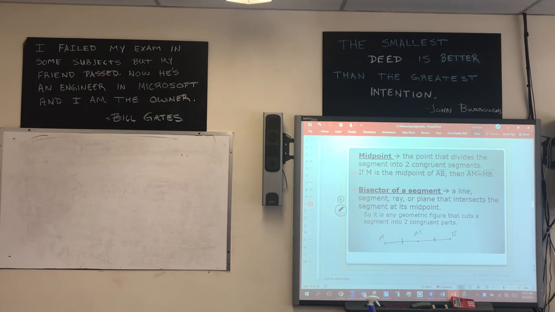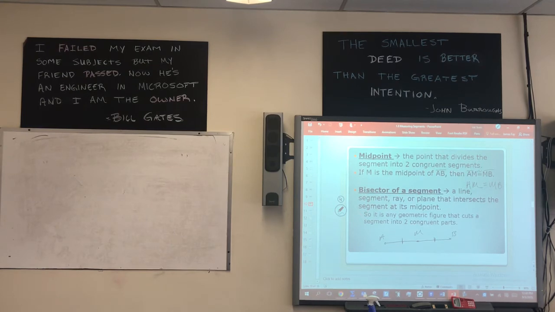What is really beneficial from this, guys, is what this allows us to do with some algebra. Because if segment AM is congruent to segment MB, then the length of AM is equal to the length of MB, and that's going to allow us to do a little bit of work with some of these problems maybe you've seen in your homework that you haven't addressed yet.